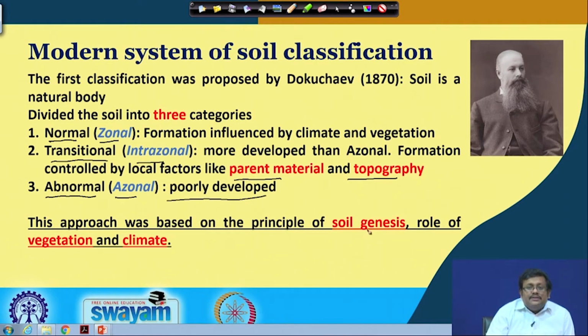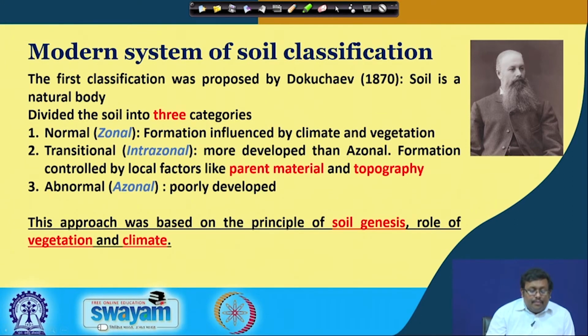So, Dokuchev first divided soil into three categories. You see that the classification proposed by Dokuchev was based on climate and vegetation, and that is why it is called the genetic system of soil classification. This approach was based on the principle of soil genesis. The role of climate and vegetation was very important, and that is why this system given by Dokuchev was known as the genetic system of soil classification.